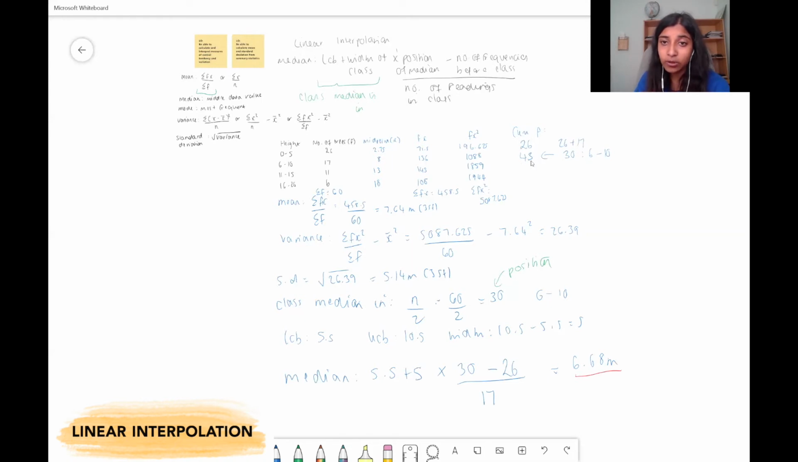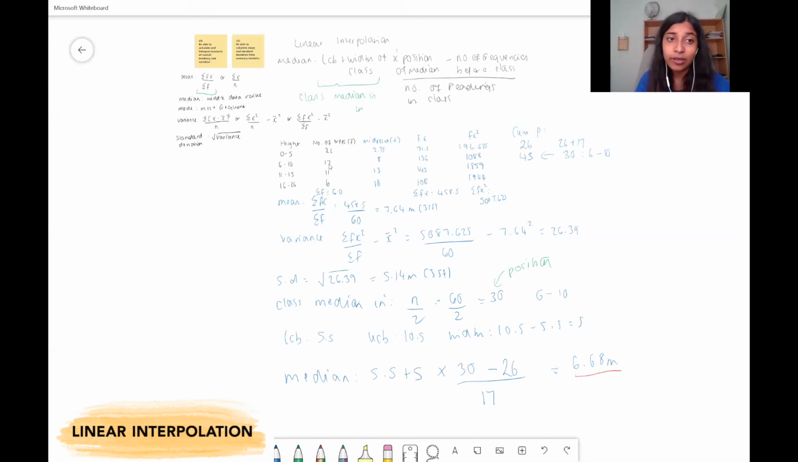Then we want to find which class the frequency 30 lies in. We look at that and we know 43 is in 6 to 10 and 26 is in 0 to 5. So 30 has to lie in our 6 to 10 class. Then we just find our lower class boundary of that, which was 5.5, and find out your width, which was 5. Then just plug it in to get 5.5 plus 5 times the position of our median, which was 30, minus our number of frequencies before our interval 6 to 10, which is 26, divided by the number of readings in our interval 6 to 10, which was 17. So that's how you work out the median.